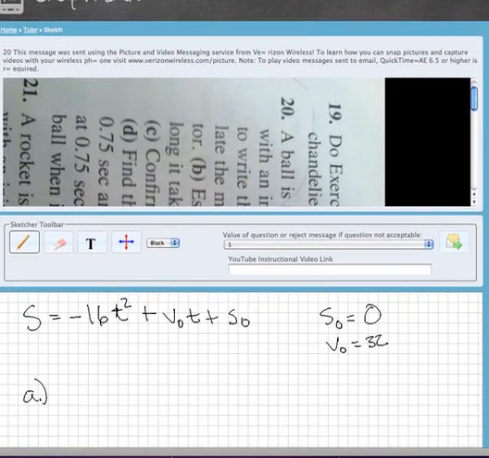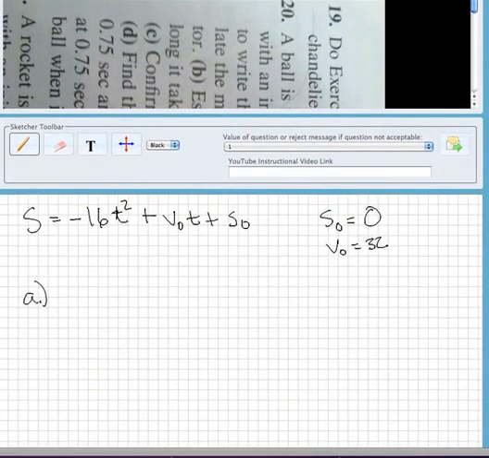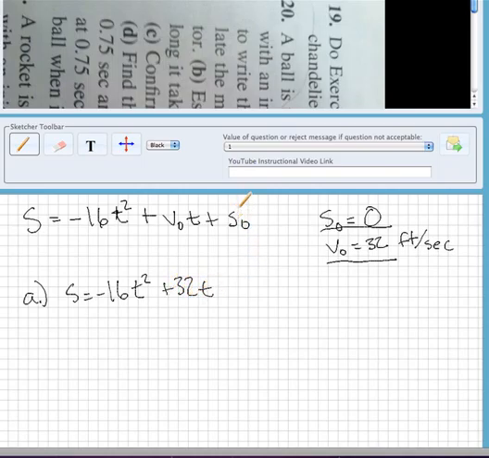Your question is mapping the motion of this ball that is thrown up into the air, where we're going to assume that it's thrown from 0 and the velocity is given as 32 feet per second. So we're going to plug both of these into our equation for A. So s is going to equal negative 16t² plus 32t plus 0. We're just going to leave it as that.